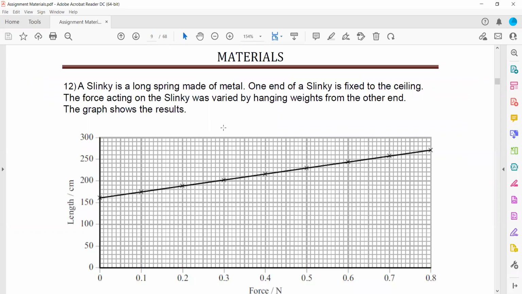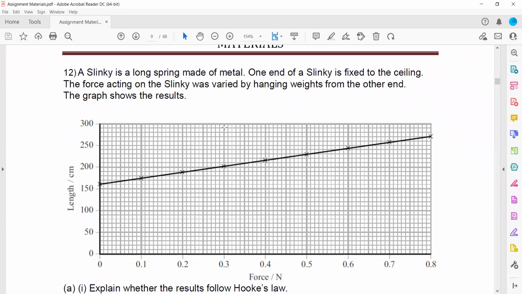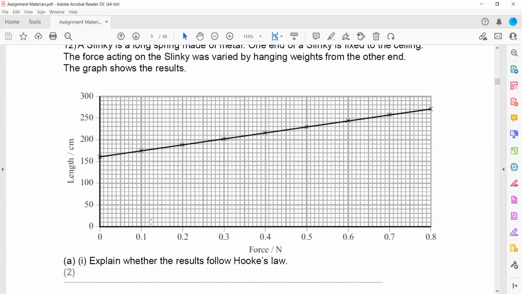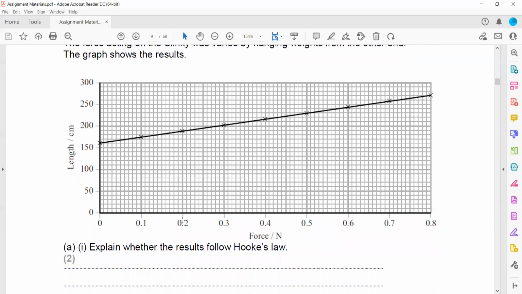In question 12, a slinky is a long spring made of metal. One end of a slinky is fixed to a ceiling, the roof. The force acting on the slinky was varied by hanging a weight from the other end. The graph shows the result. So the graph is representing the result. Explain whether the results follow Hooke's law.